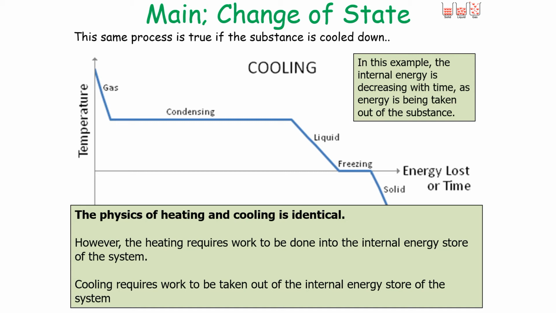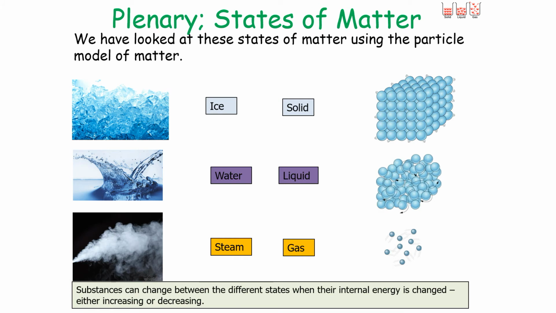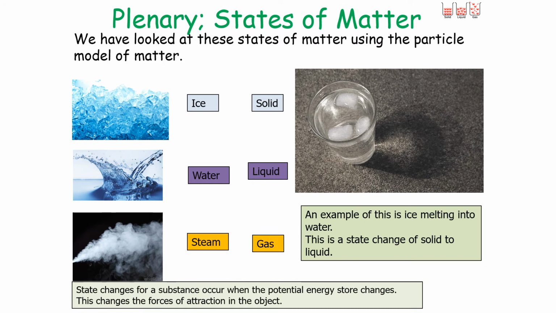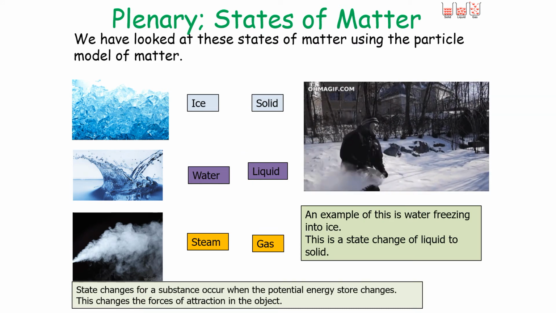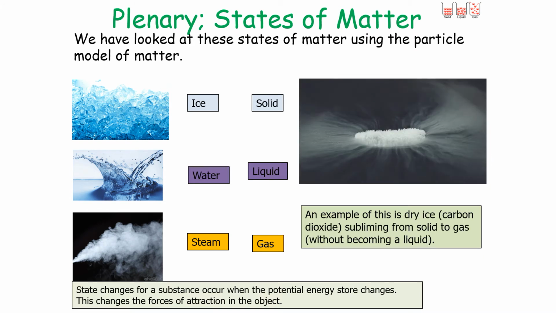Now, we can also look at substances when they change between their states. When substances change between their states, the internal energy is changed in the substance. It either increases or it decreases. An example of this is ice melting into water, water boiling into steam, water freezing into ice, or dry ice subliming from solid to gas.